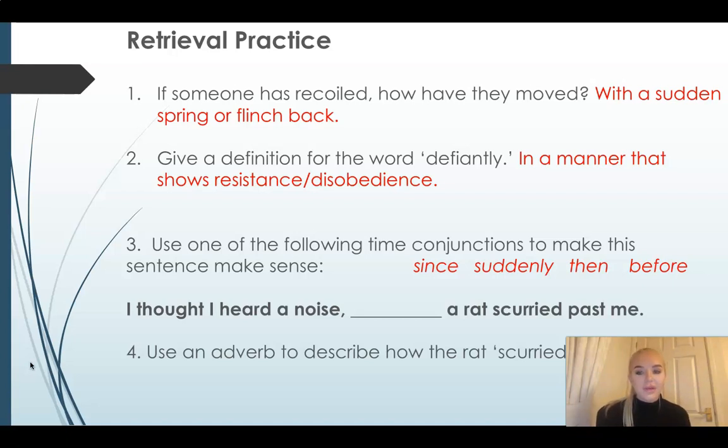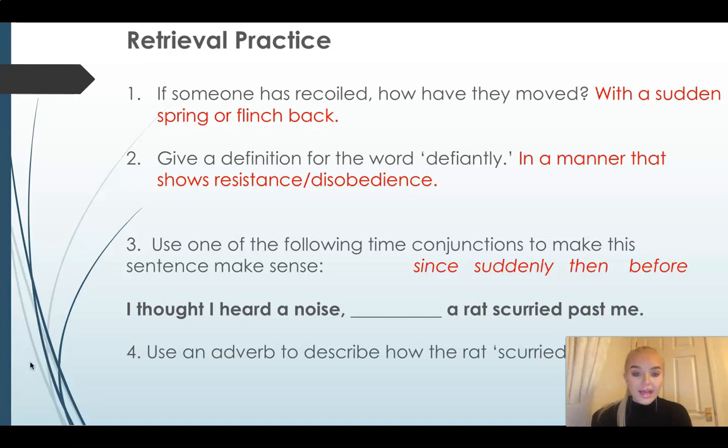Okay. Number 3, use one of the following time conjunctions to make this sentence make sense. Since, suddenly, then and before. So there are 2 time conjunctions that you could use that would make sense. I thought I heard a noise. A rat scurried past me. So, I thought I heard a noise since a rat scurried past me. I thought I heard a noise suddenly a rat scurried past me. I thought I heard a noise then a rat scurried past me. Or I thought I heard a noise before a rat scurried past me.